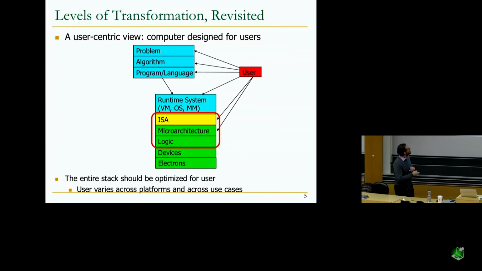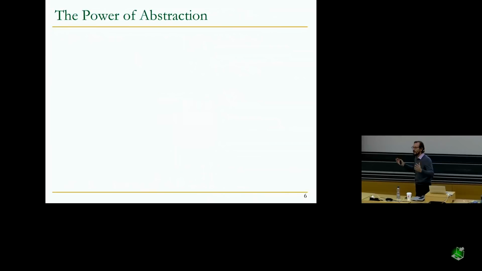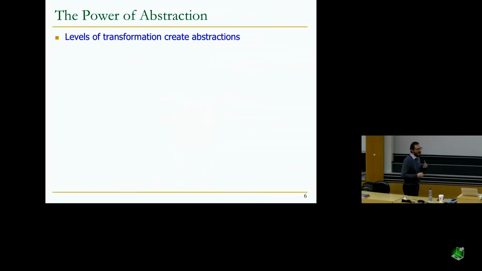Okay, so why am I showing you these levels of transformation? These levels of transformation not only enable us to communicate with electrons somehow and make them do what we want them to do, but they also enable something called abstraction. Right. So they create abstractions, essentially. And this is good. But what is an abstraction?